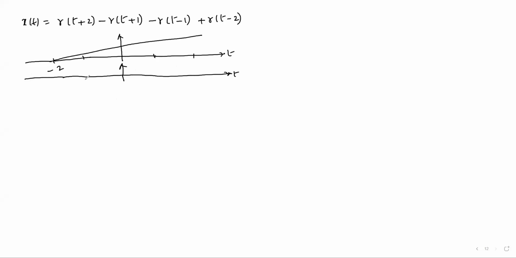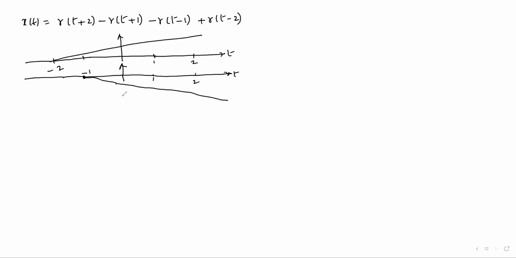R of t plus 1, which should start at -1. It is a left-shifted, inverted signal. So the graph goes downwards, something like this.